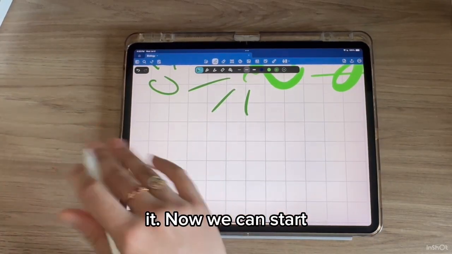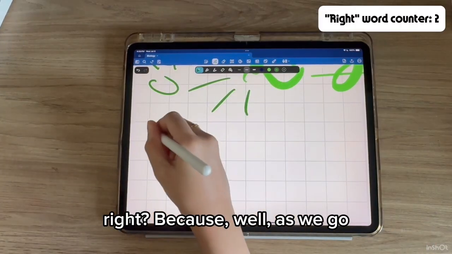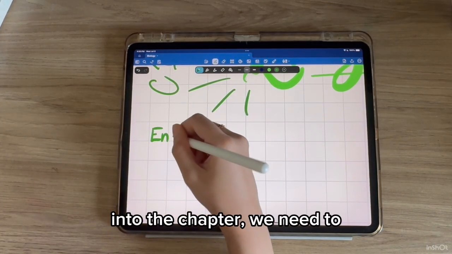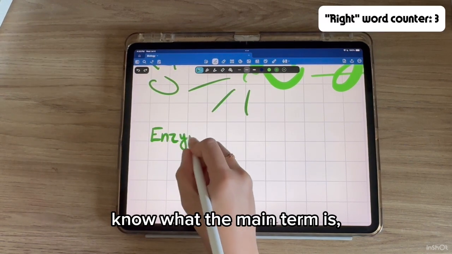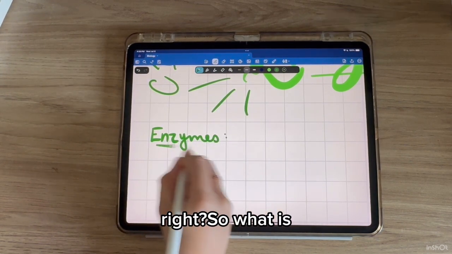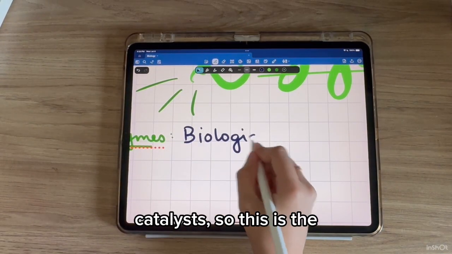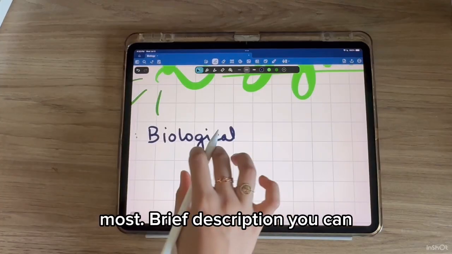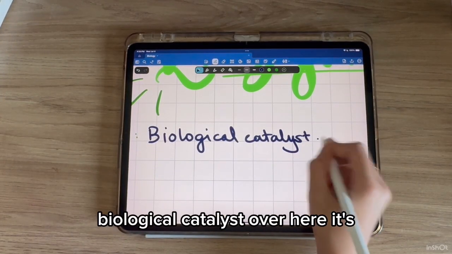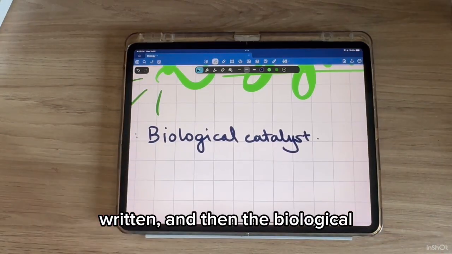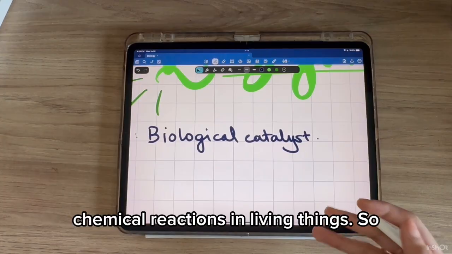Now we can start with enzymes. So what are enzymes, right? Because as we go into the chapter, we need to know what the main term is. So what is an enzyme? Enzymes are biological catalysts. This is the most brief description you can give of what an enzyme is. Over here it's written: enzymes are biological catalysts that speed up the rate of chemical reactions in living things.